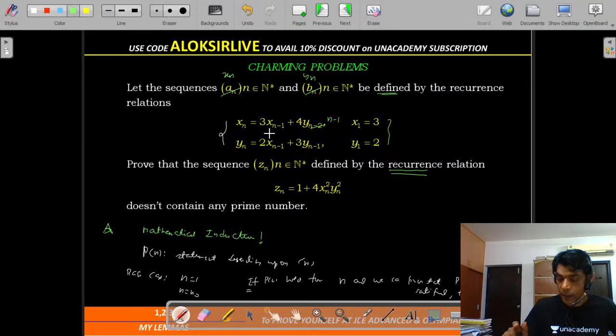I will show later. Prove that the sequence zn, for n an element of the non-negative integers, defined by a recurrence relation, does not contain any prime numbers. Means there are no prime numbers, right? So this is what you have to prove.